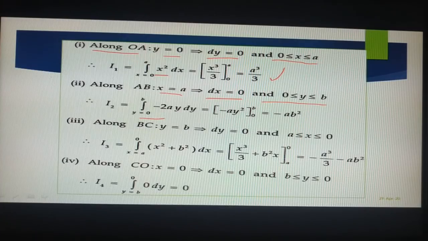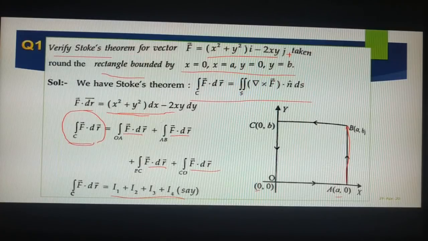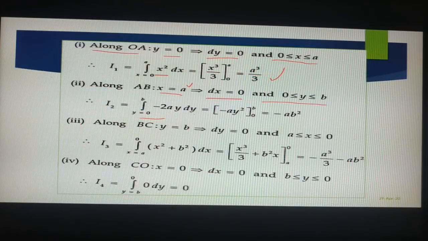So wherever x is there, you substitute a, and wherever dx is, substitute 0, in this vector field. So we will get this integral, integrate with respect to y and substitute the values. Similarly, you find the remaining two lines also. These problems we already did in our previous class also.